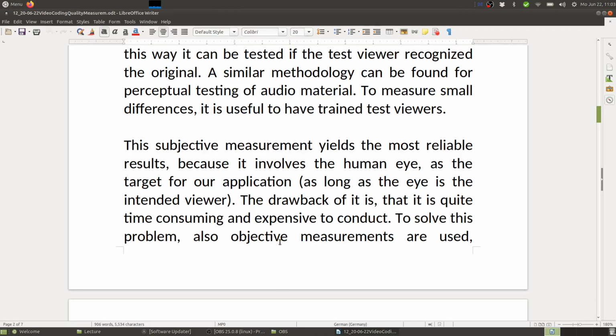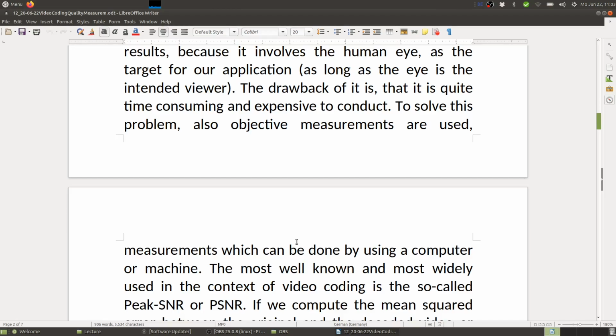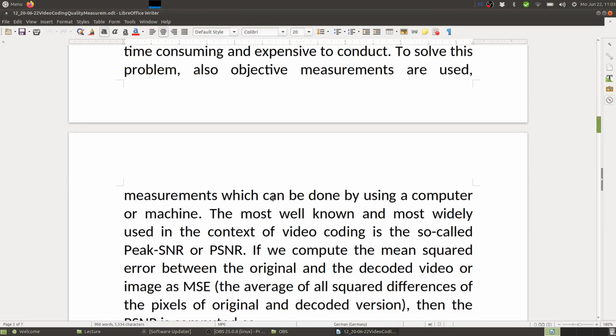To solve this problem, objective measurements are also used, measurements which can be done by using a computer or machine. This is useful, for instance, if you have many items to evaluate, or you want to do a quick test. If you're an engineer developing a system, this can be used for doing a quick test. The most well-known and most widely used in the context of video coding is the so-called peak SNR or PSNR, which we just saw in the comparison between H.264 and MPEG-2.